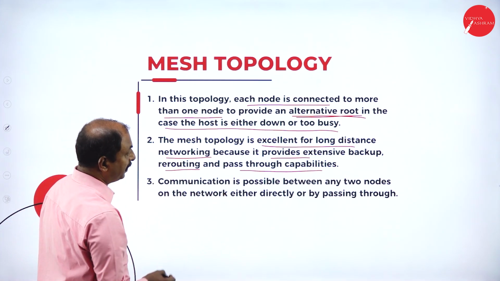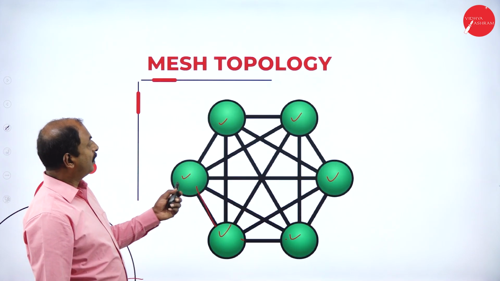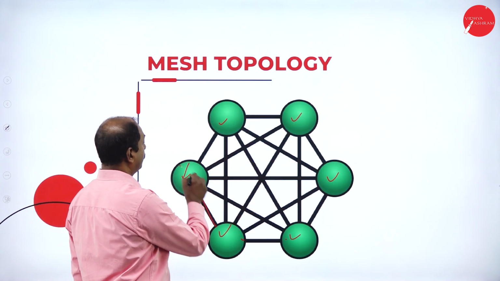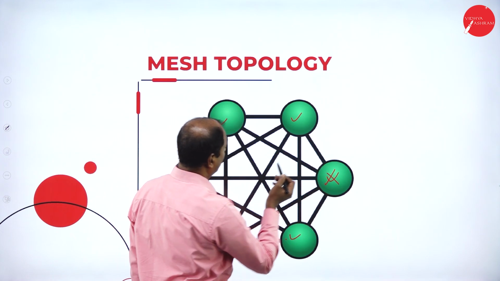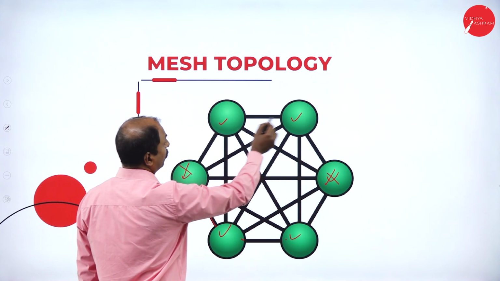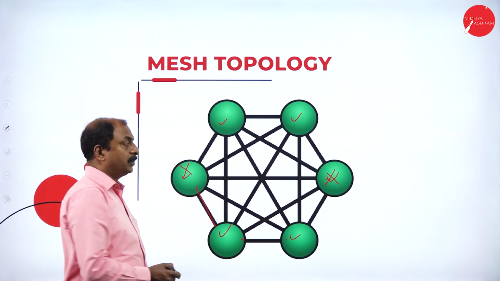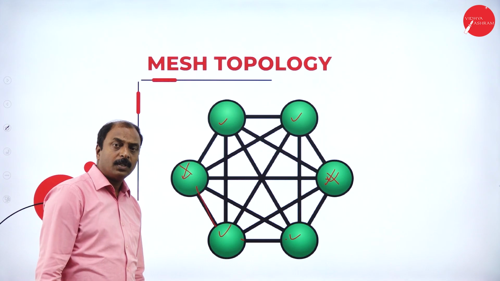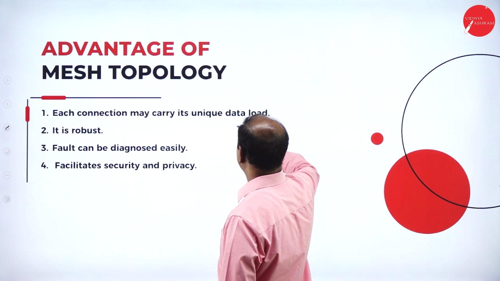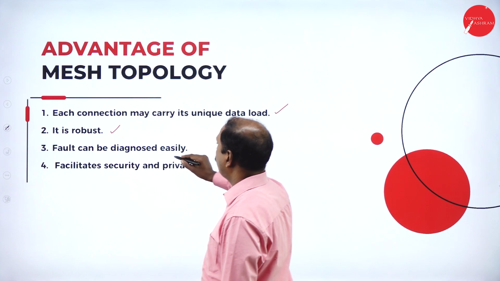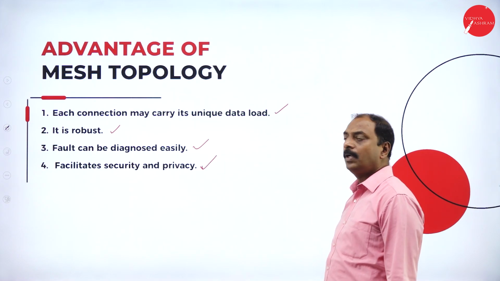Here communication is possible between any two nodes on the same network, either directly or by passing through other nodes. For example, I want to communicate from this node to this node. In that case, the data can reach the destination node by taking different nodes. Either it can go like this, or it can directly go like this, or it can take a direct path between two nodes. So this provides an alternative path for data communication. Now let us see the advantages. Each connection may carry its unique data load, it is robust, faults can be diagnosed easily, and it facilitates security and privacy. These are the advantages of mesh topology.